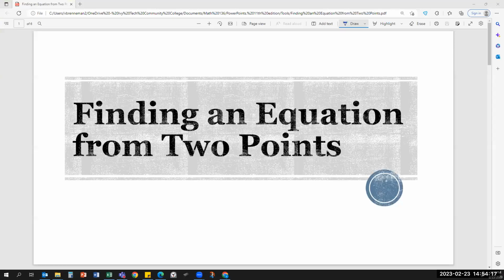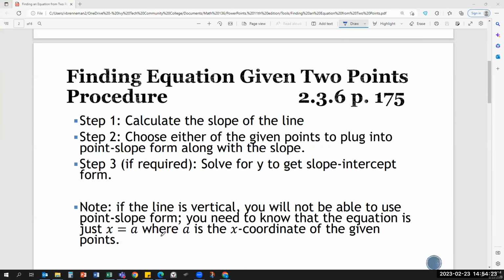Let's talk about finding an equation from 2 points. This is for a straight line. Given 2 points on the line, finding the equation of the line. The procedure: first find the slope from those 2 points. Then you can use point slope form, picking either one of those 2 points to plug into point slope form. Depending on what you're asked, you might need to then solve for y, get that into slope intercept form, or you may be able to just leave it in point slope form.